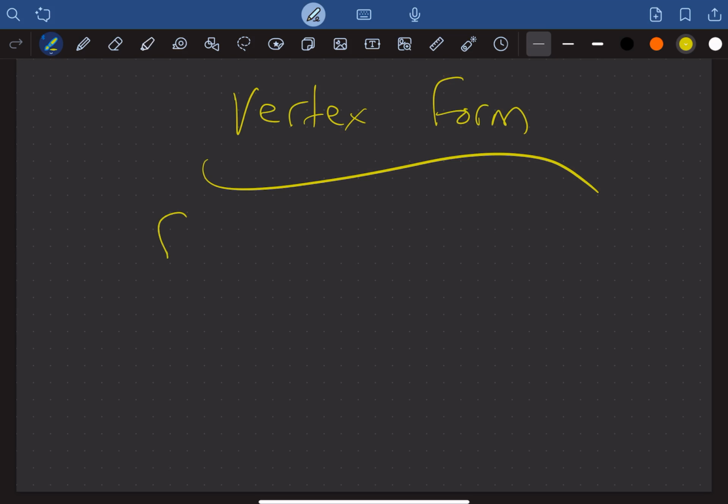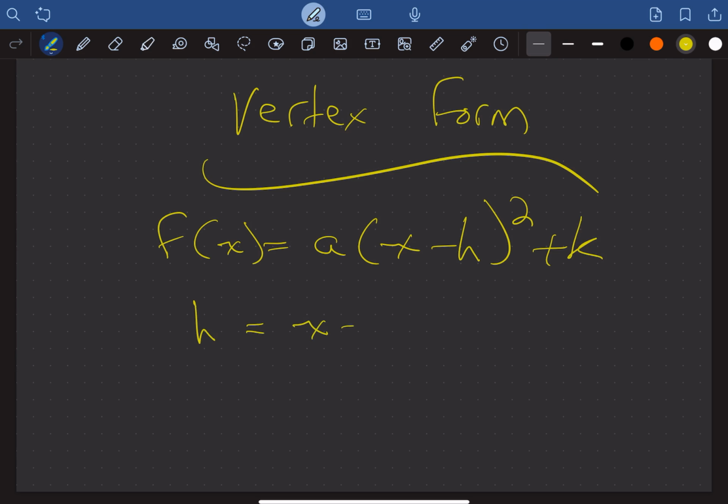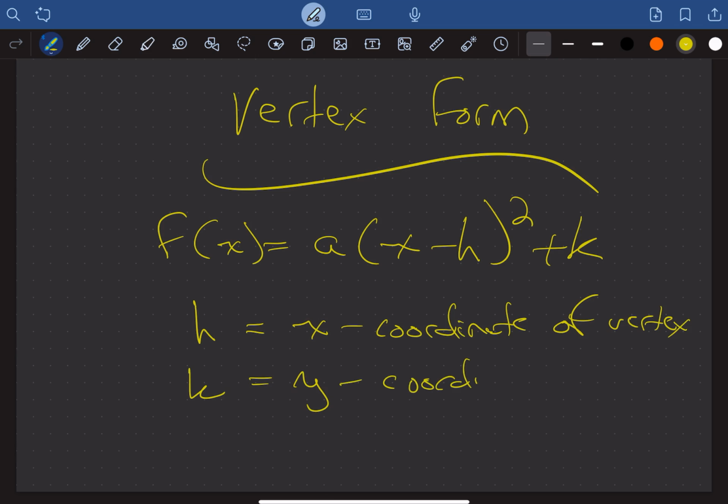Now, the vertex form is f(x) = a(x - h)² + k. In this, h is going to be equal to the x coordinate of the vertex, and k is equal to the y coordinate. Much easier in this form. And then a is again going to determine the shape and direction of the parabola. If I have a positive a value, the parabola will go up. If I have a negative a value, the parabola will go down, right? And the width is multiplicative.